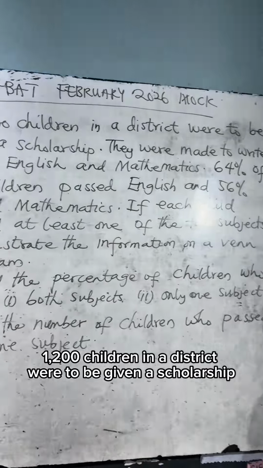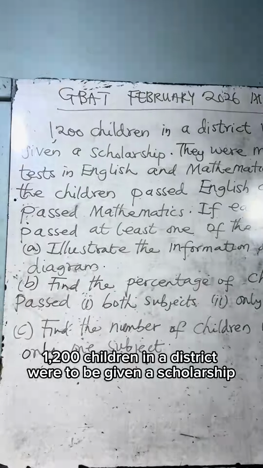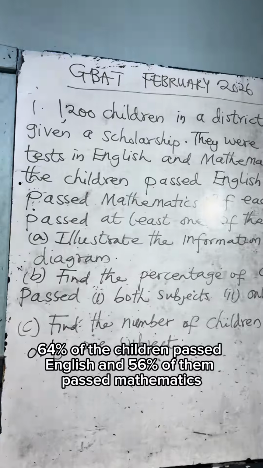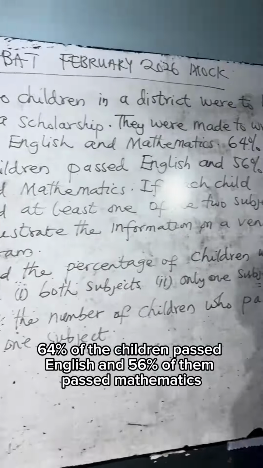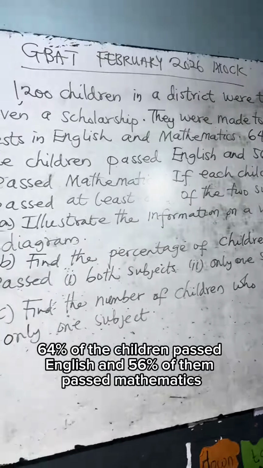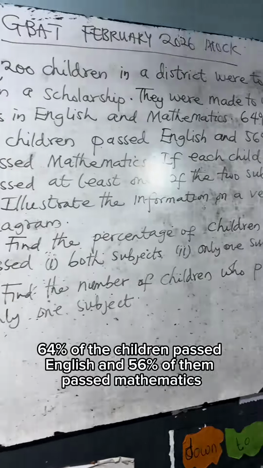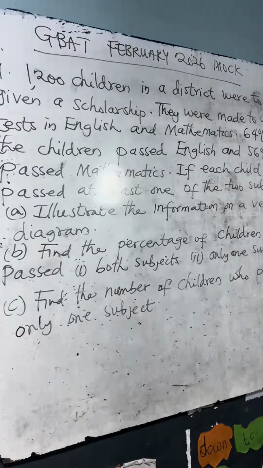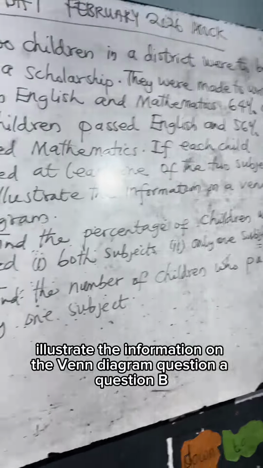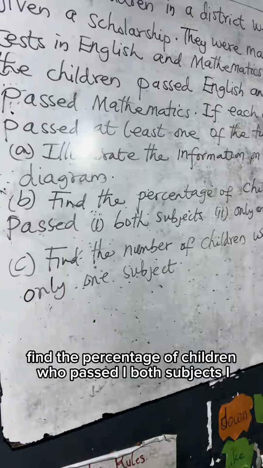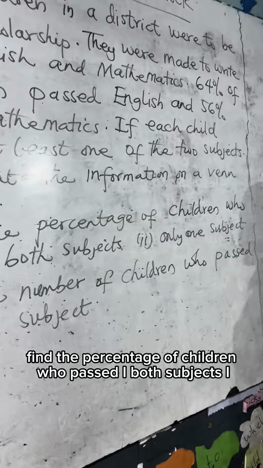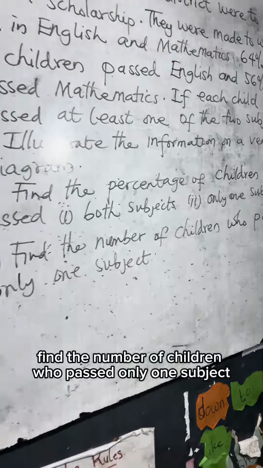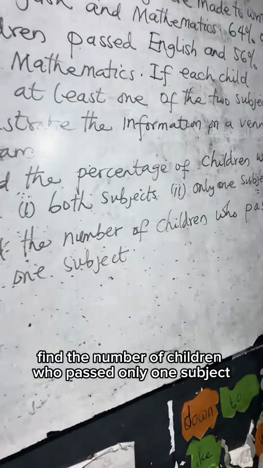1,200 children in a district were to be given a scholarship. They were made to write tests in English and mathematics. 64% of the children passed English and 56% of them passed mathematics. If each child passed at least one of the two subjects, illustrate the information on the Venn diagram. Question B: find the percentage of children who passed (i) both subjects, (ii) only one subject. C: find the number of children who passed only one subject.